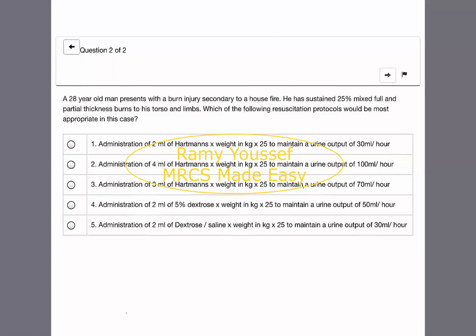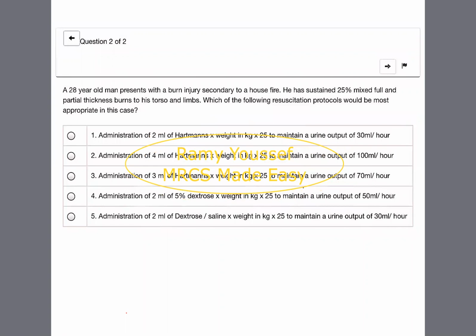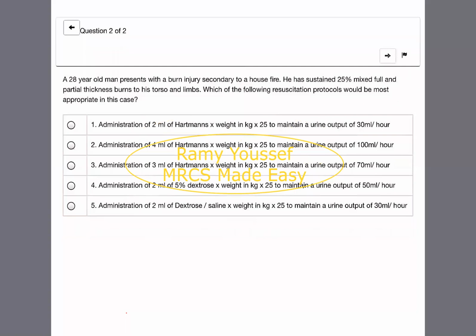I guess it should be A. 2 ml Hartmann's per kg body weight per percent to maintain urine output of 30 ml per hour. Yes, it could be.